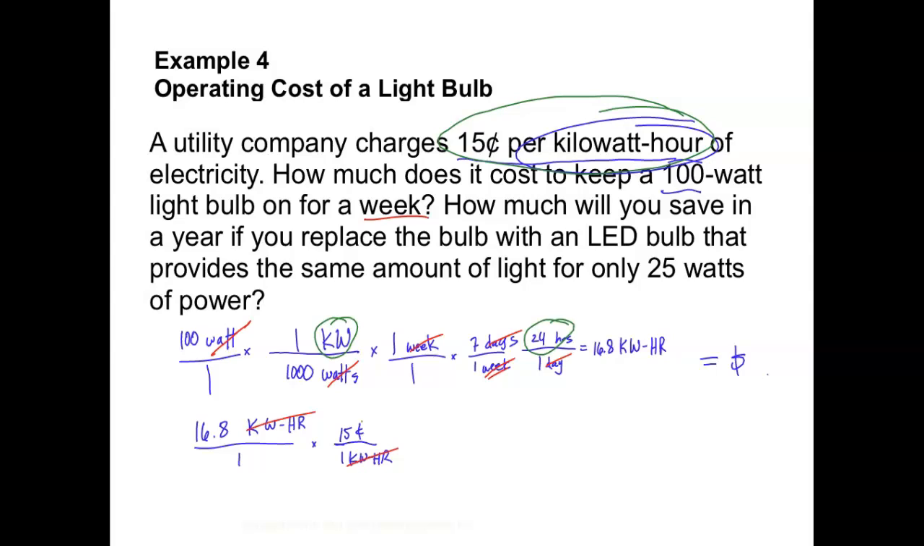Anyways, multiply that out, and you're going to get 252. So 252 cents. Aiden, how much is 252 cents? $2.52. Oh, perfect. So finally, we're at our final answer, which is $2.52, which is how much it would cost to leave a light on for a week.